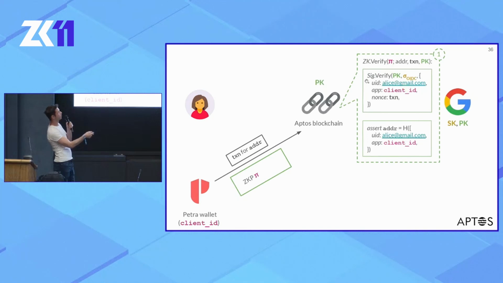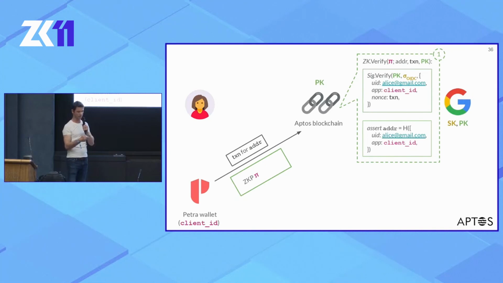and a client ID, such that the OIDC signature verifies over the public input public key and over the public transaction input, right? And such that the public address input is derived from the secret email address and the secret client ID. So from the blockchain validator's perspective, all they see is an address and a transaction and Google's public key. And this proof assures them that there is an OIDC signature over the email address inside the blockchain address, right? And the client ID, and over the public transaction.